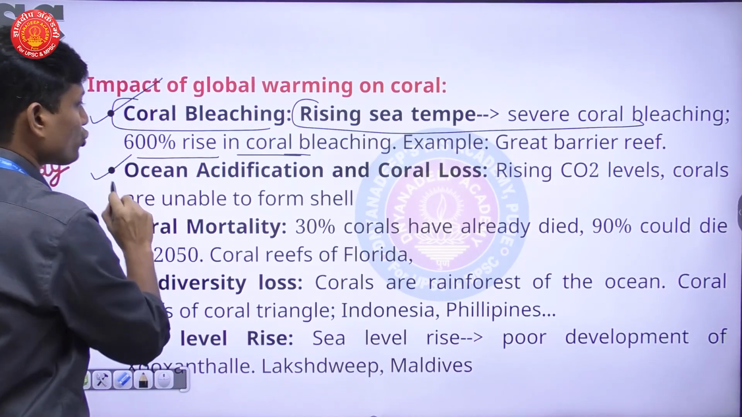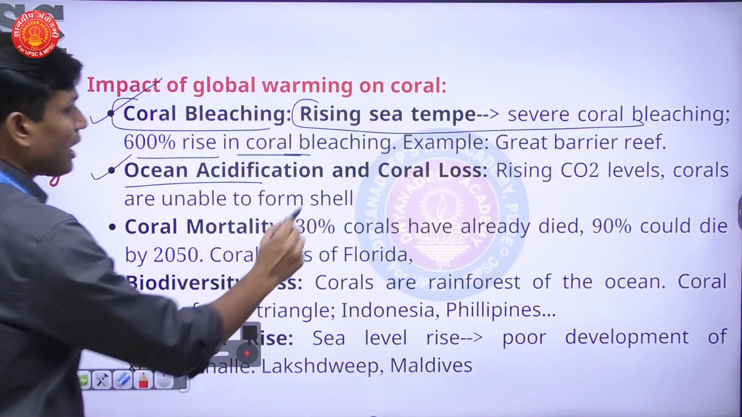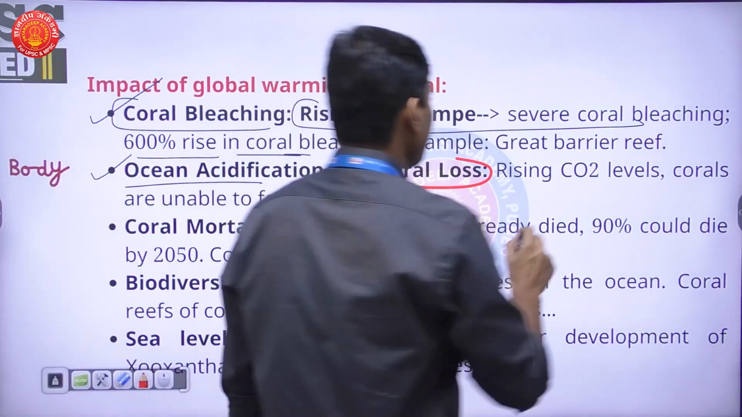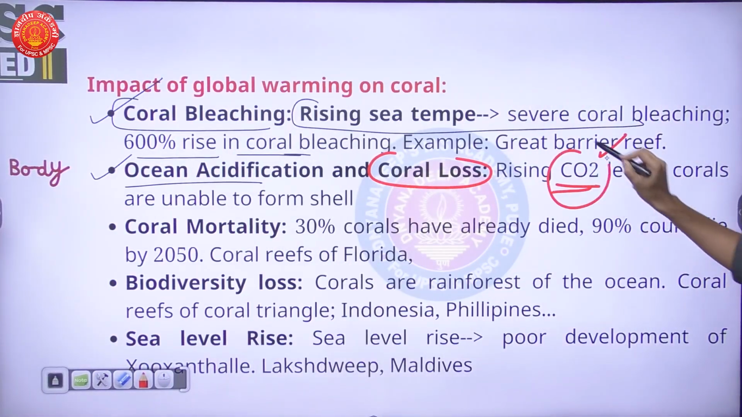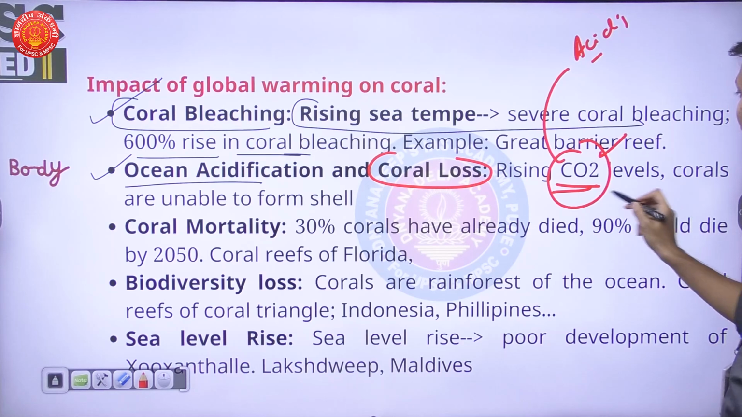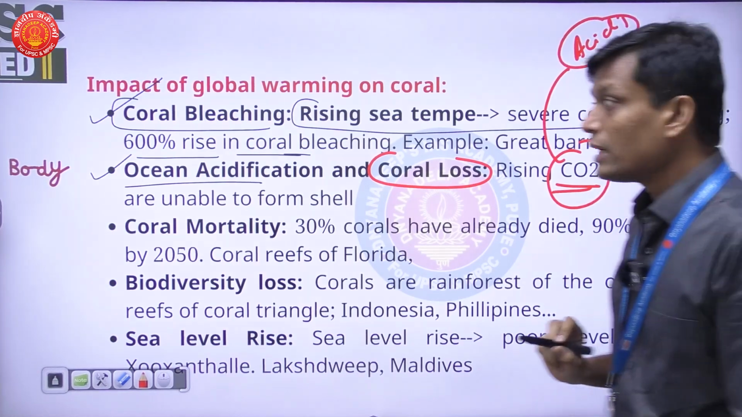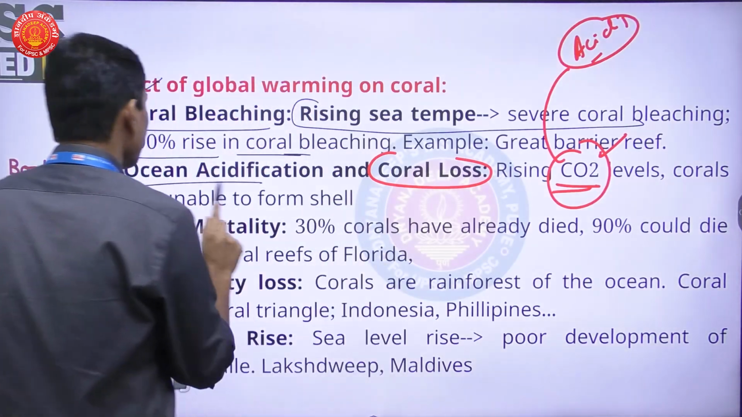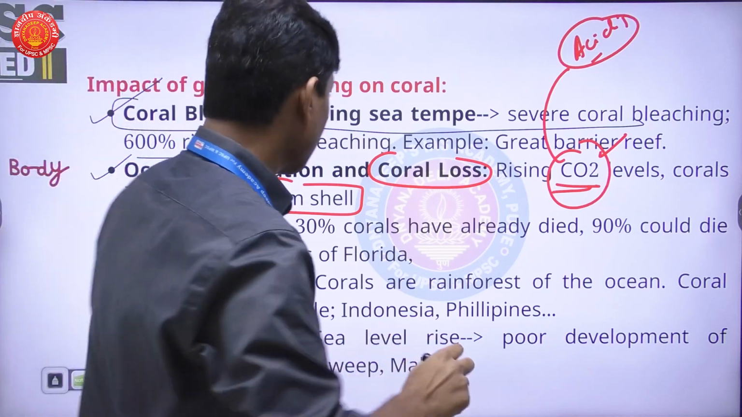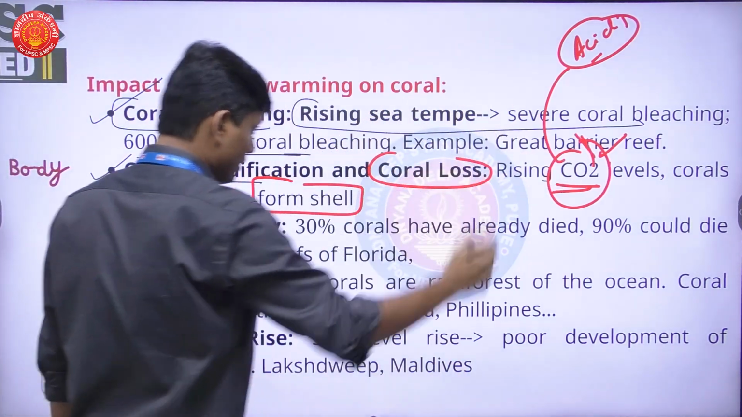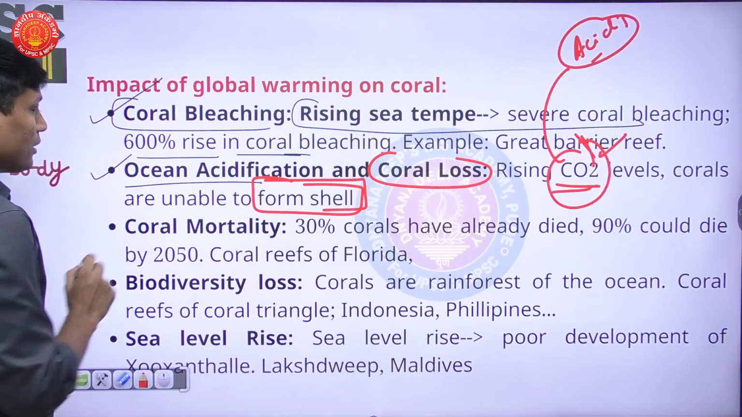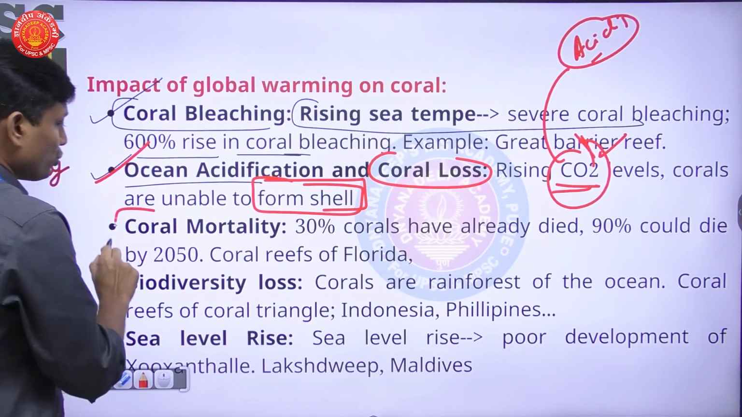So coral bleaching is there, then ocean acidification, and when it comes to ocean acidification, it is also resulting in coral losses. How? Because there is a higher level of carbon dioxide in the water, which is resulting in acidification of oceans, and when there is acidification, it will prevent these corals from forming shells, right? These corals are made up of calcium carbonate, and once I have a lot of carbon dioxide in the sea, it will be difficult for them to form a shell. So that is also one issue you are going to find.